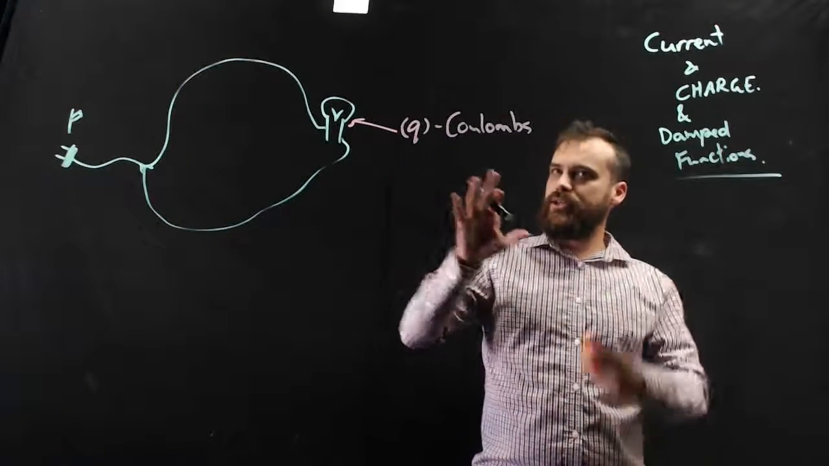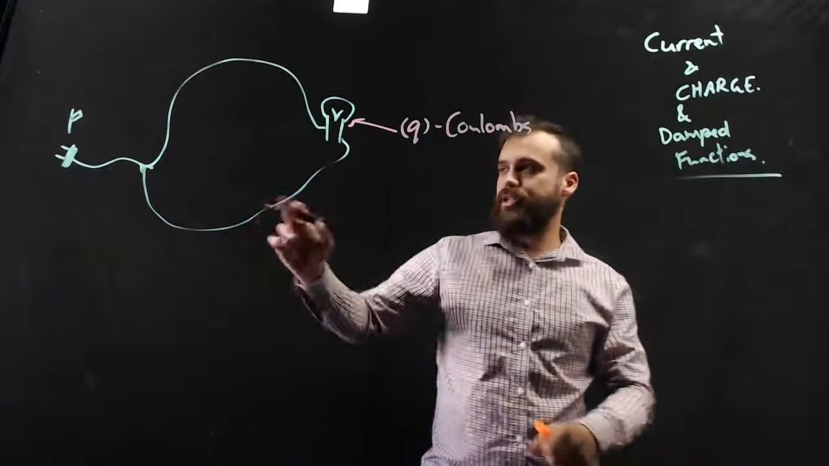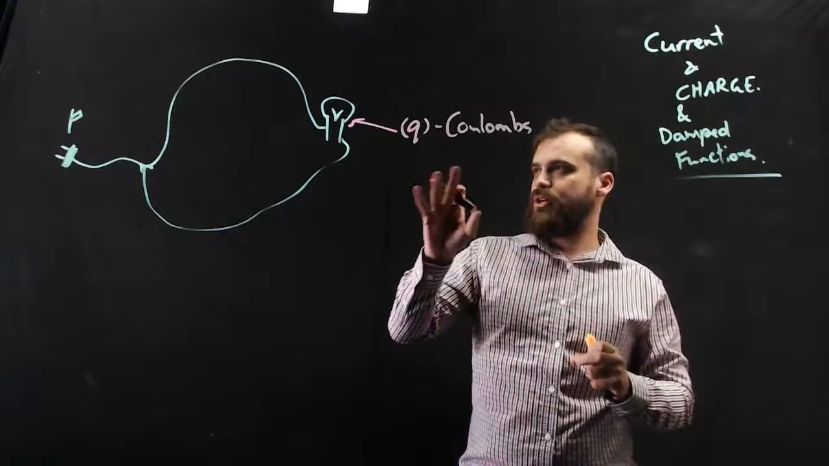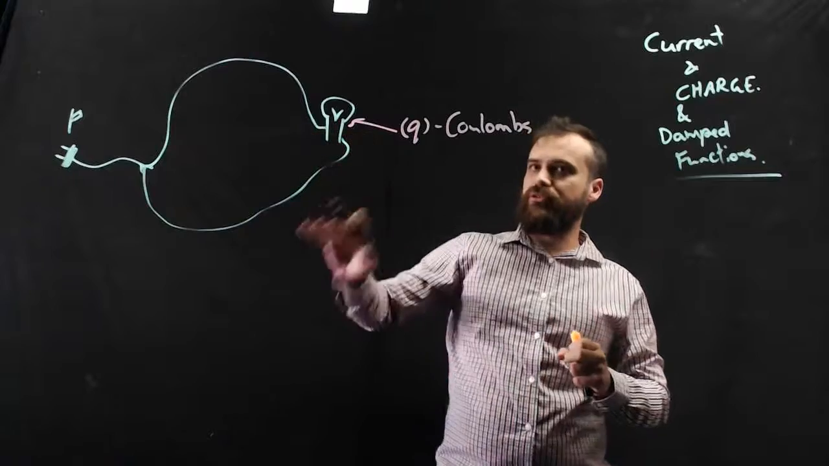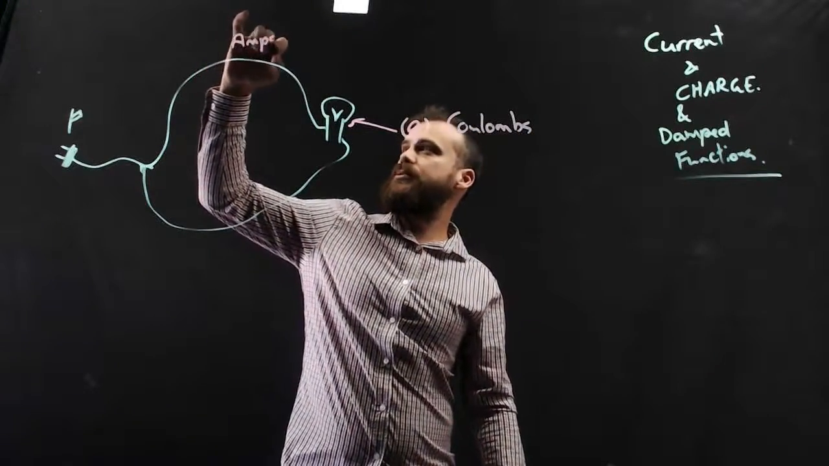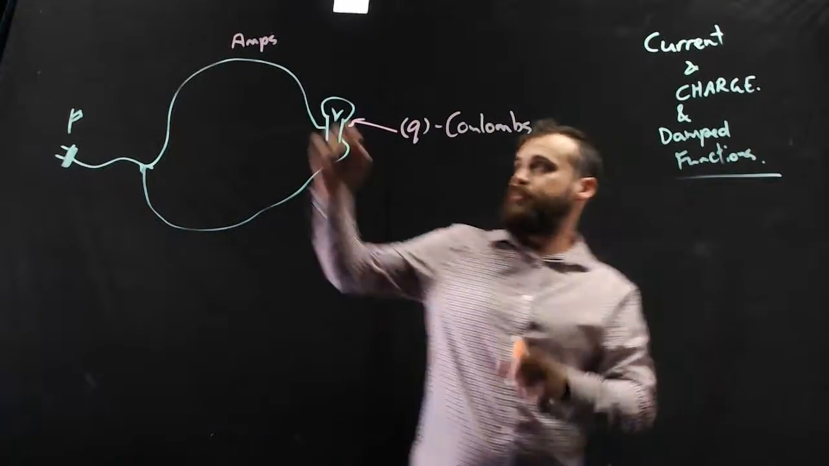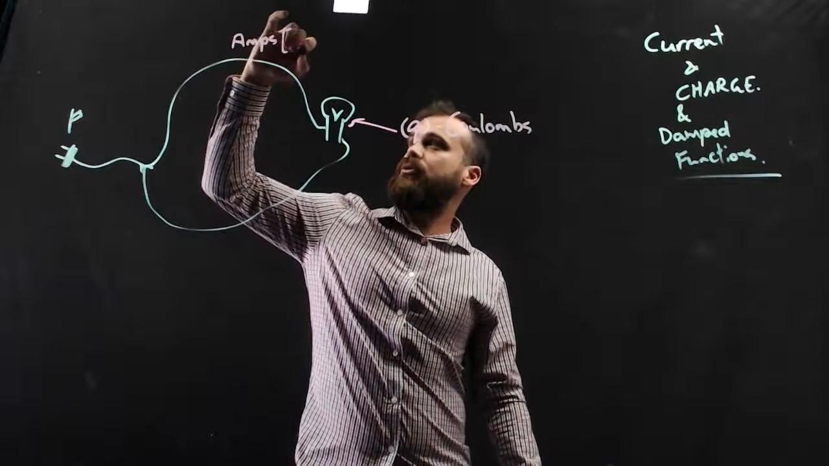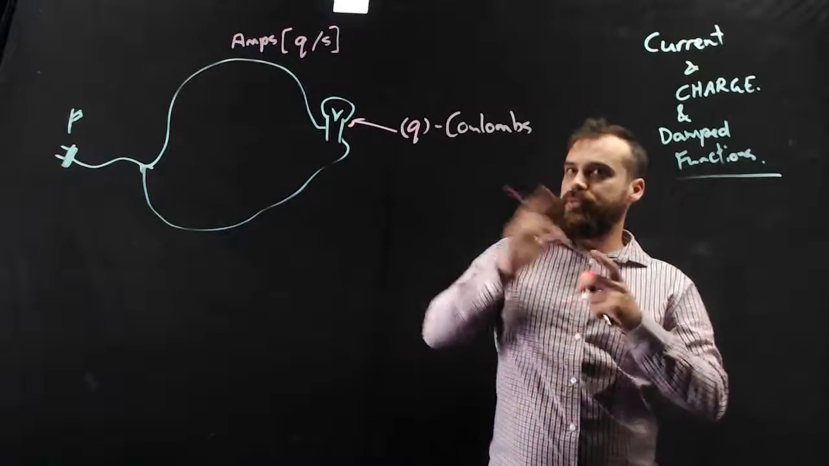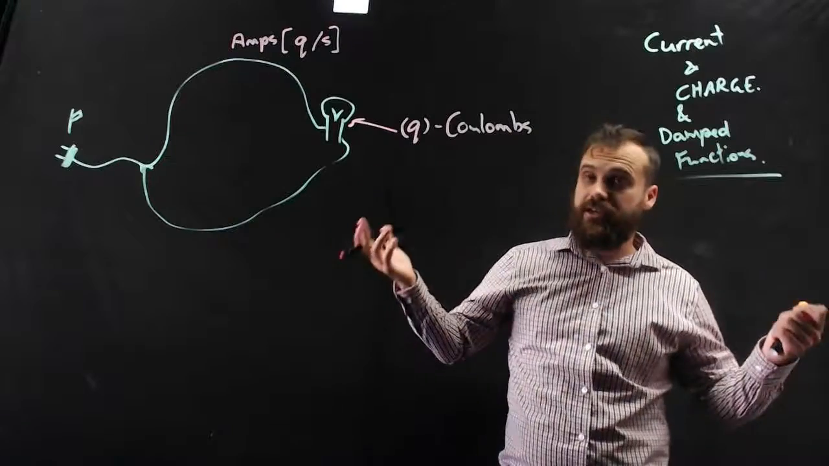Now, charge is related to something called current. So electricity is electrons moving through our circuit. So the amount of electrons is captured by something called amps. But another way to write amps is, instead of writing amps, you can write coulombs per second. Coulombs per second. So charge per second, if you like.